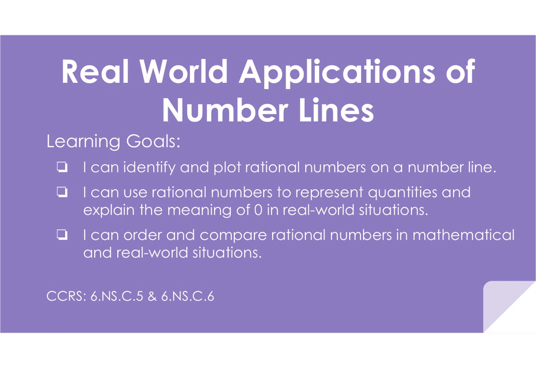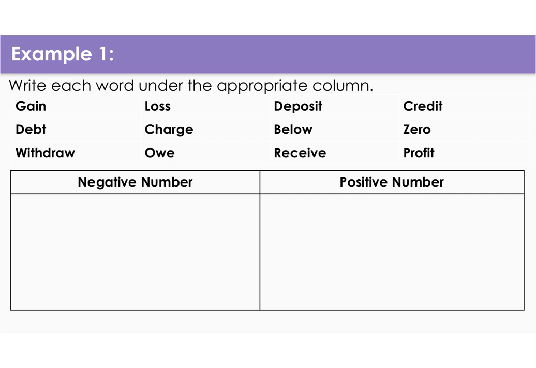Real-world applications of number lines. Write each word under the appropriate column: negative number and positive number. Gain is positive. Loss would be negative. Debt is negative. Withdrawal is a negative, like you withdraw from an account.